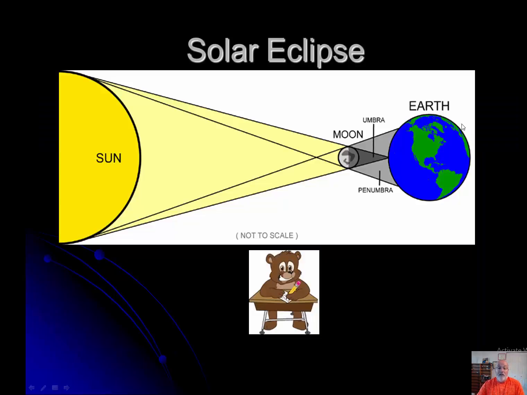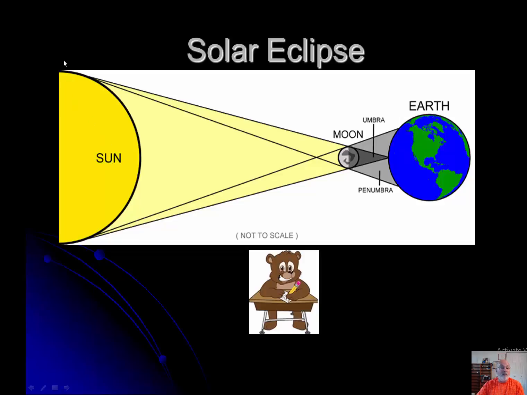Here's another diagram I'd like you to draw, and the way this is drawn is we have the Earth, we have the moon, and we have the sun, and this is definitely not to scale. The moon is 400 times smaller than the sun, and it's also 400 times closer, and because of that they have almost the same appearance in the sky.